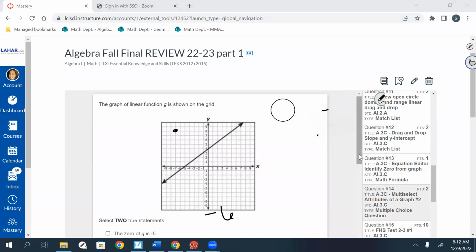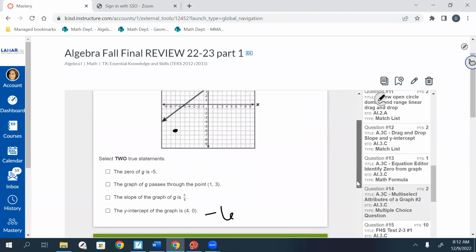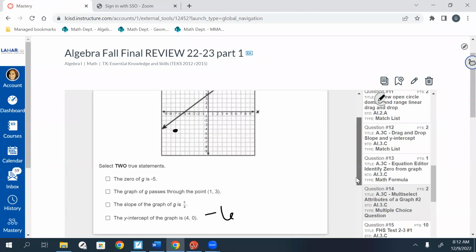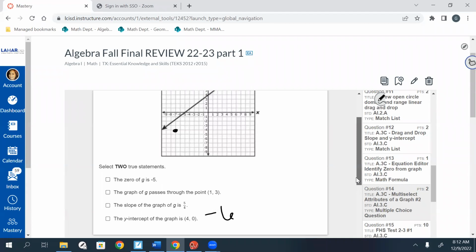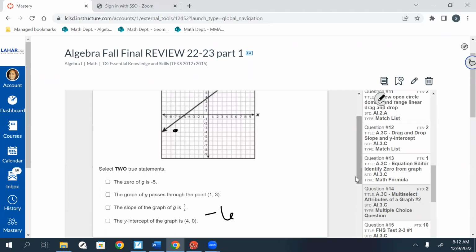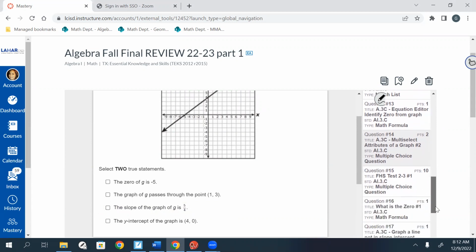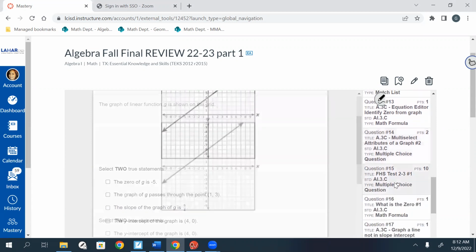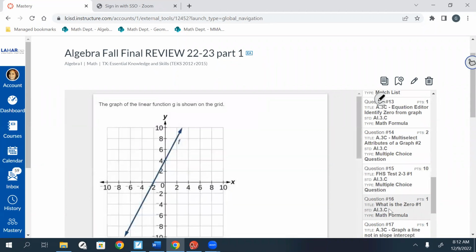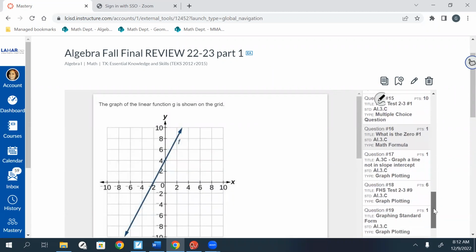All right, so now this one here, it's asking you to look at this graph and to see which 2 statements of this are true. So it's just asking you to look at the 0, so the x-intercept. It's wanting you to see, does it go through that point, 1, 3? It's also asking you to see what the slope is and then what the y-intercept. So we've gone through all of those there. So you should be able to work that one out. Okay, same thing on this one there. This one's also asking for the 0.